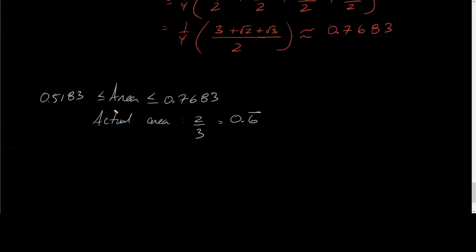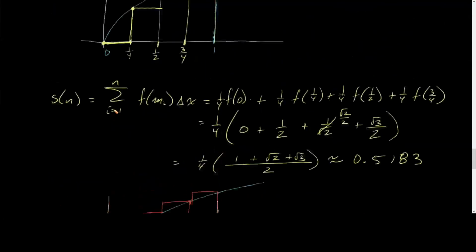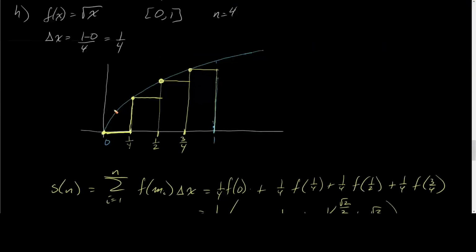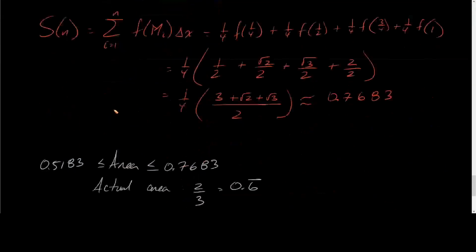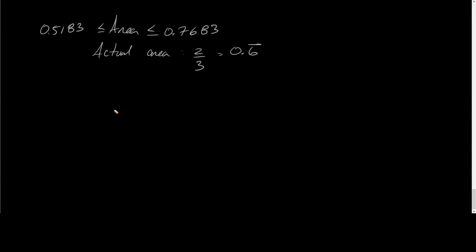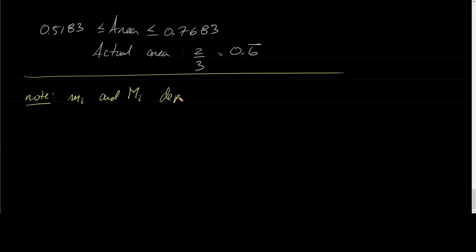Now, I want to make a note here, or at least I want to state something. Notice that in this function, the lower values were always on the left and the upper values were always on the right. That's not necessarily true for each case, right? It depends what the function looks like. So what do I mean? So note, lowercase m sub i and uppercase M sub i depend on the function.